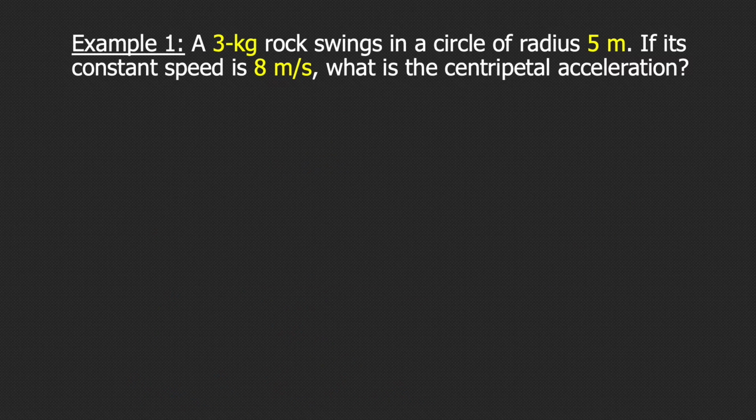Now let's use those equations in this problem. Example number 1: a 3 kilogram rock swings in a radius of 5 meters. If its constant speed is 8 meters per second, what is the centripetal acceleration? Centripetal acceleration is defined as a_c equals v squared over r. We already know v, which is 8 meters per second. So we have to square this, and we divide it by the radius, which is 5 meters.